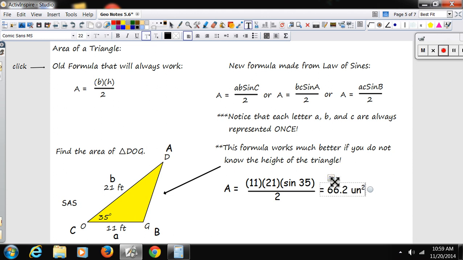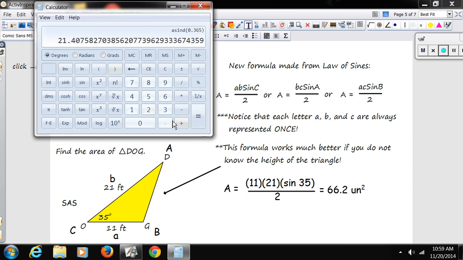Now let me show you how that would work on the computer calculator. If you have a computer calculator, you'd have to do 11 times 21 times, and then you've got to put 35 in first, and then hit the sine button. So you hit the 35, you hit the sine button, then you push equals. That'll be the top part. Then you take that whole amount and divide it by 2, and you'll get your 66.2. So it depends on the calculator, whether you have one of these or the computer one. It just depends on what you need to plug in first.